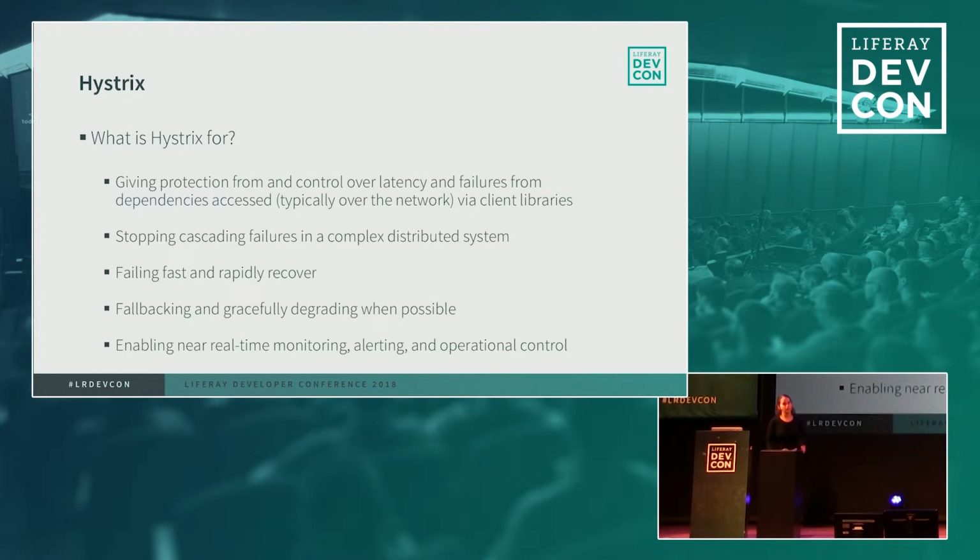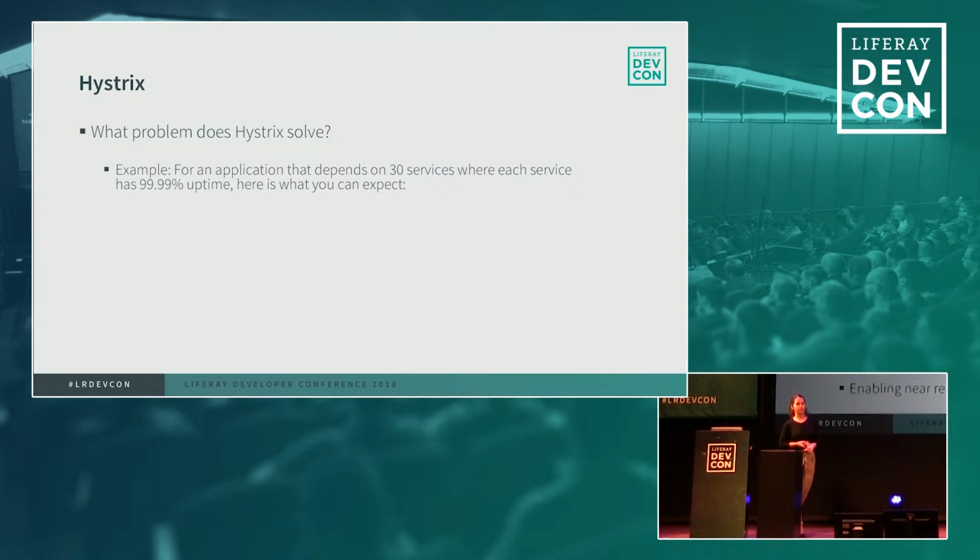So what is Hystrix for? Hystrix is designed to improve the overall resilience of your application, isolating failures, stopping cascade failures, failing fast, and giving the proper fallback message to your final user.